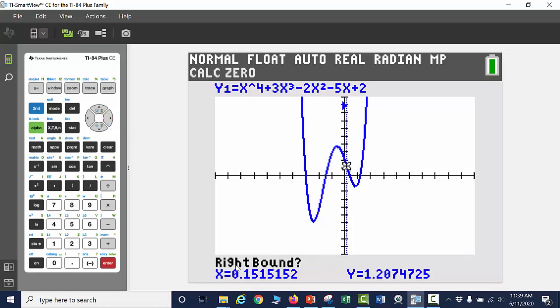And notice it immediately says, what about the right bound? So I need to move to where I'm to the right of where it crosses that x-axis. And I'm clearly there. So I'm going to say enter. And then it says guess. Well, I'm just going to move back 1 step to the left and say enter. And look, here it is, 0.379. That's how you find these x-intercepts when you're working with your calculator. And of course, I would need to do that for each one of these. This one, this one, this one, and this one. And then we could write our solution.